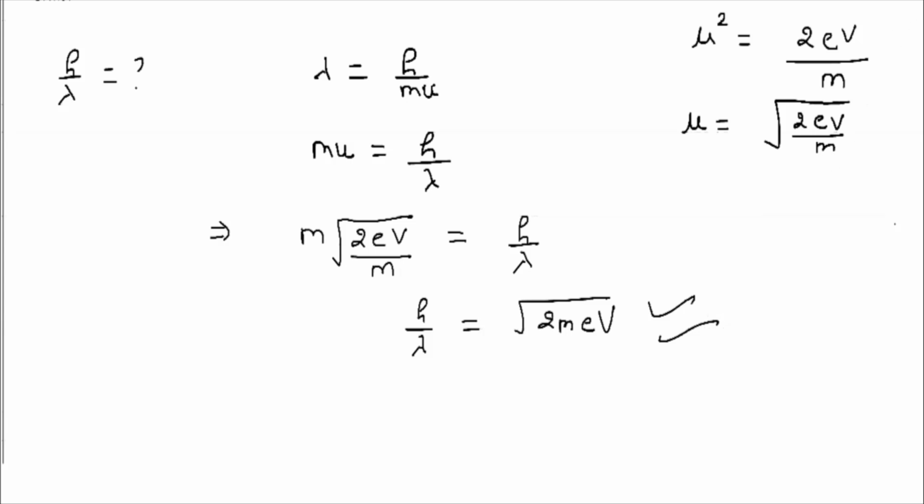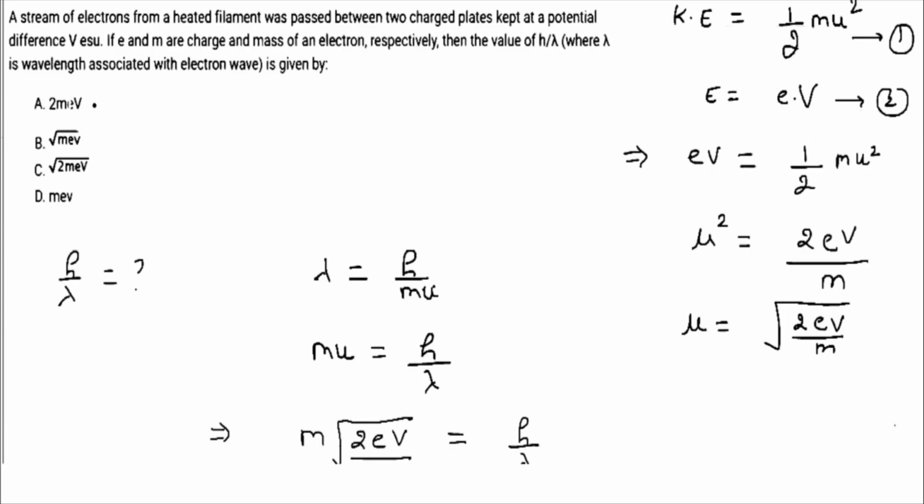Let's check the options. The option 2mv is not the right answer. Under root 2mv e is not the right answer either, because we get under root 2meV. Yes, C is the right answer, and D is also a wrong answer. So the value of h by lambda comes out to be under root 2meV, where m is the mass of the electron, e is the charge on the electron, and V is the potential difference.